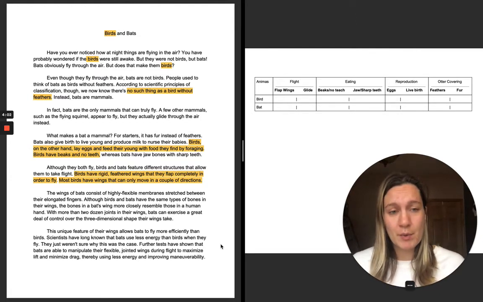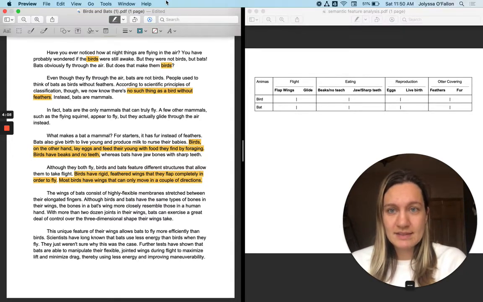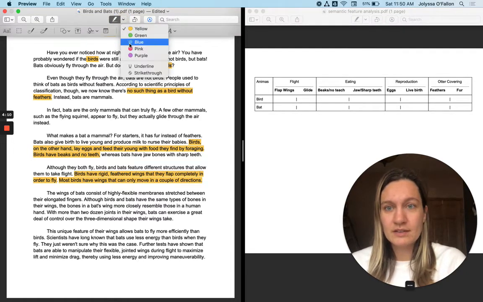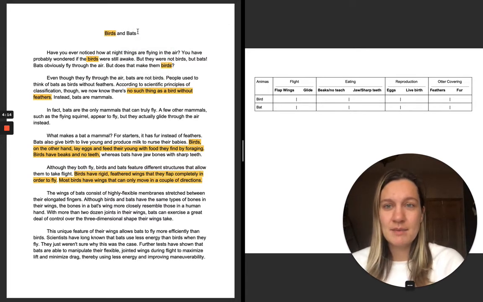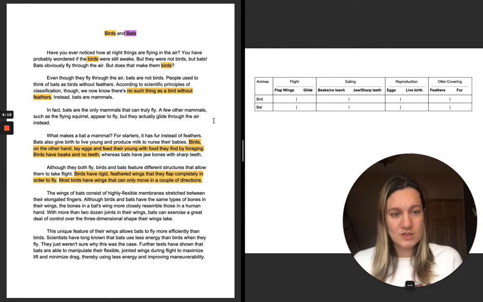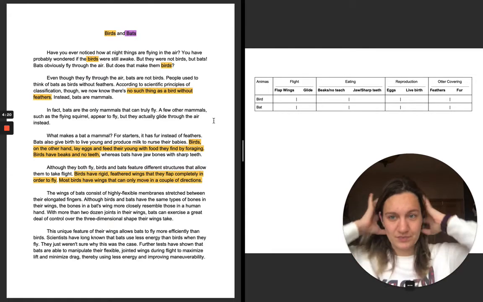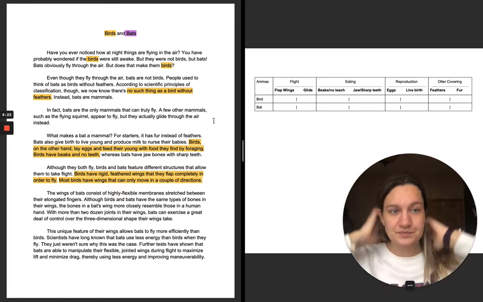So now we read about birds and we highlighted all the things in yellow that happen with birds. Let's do the same thing with bats. I'm going to choose a different color. I'm going to choose purple because it's easier to differentiate. And I'm going to highlight bats in purple. So now I know that I'm going to have two different colors, so it makes it easy for me to see the difference.